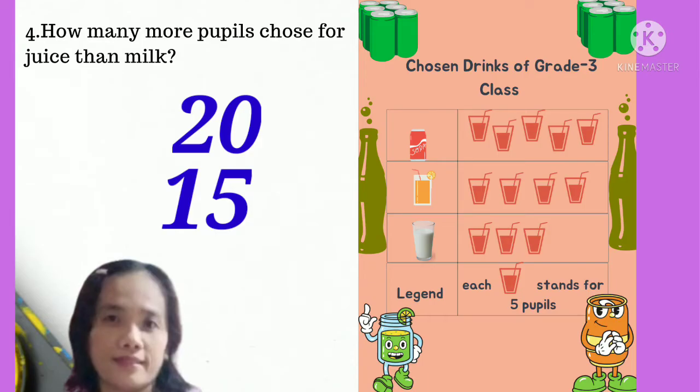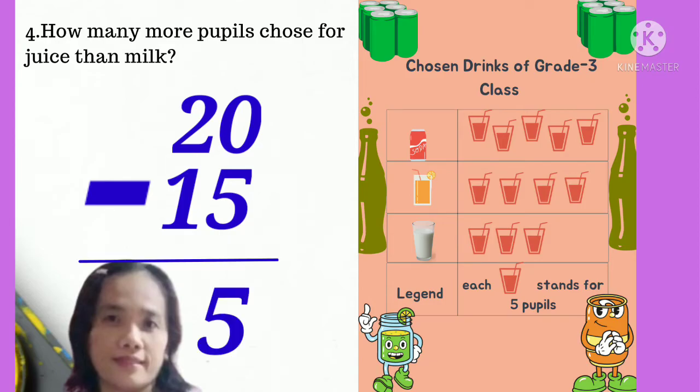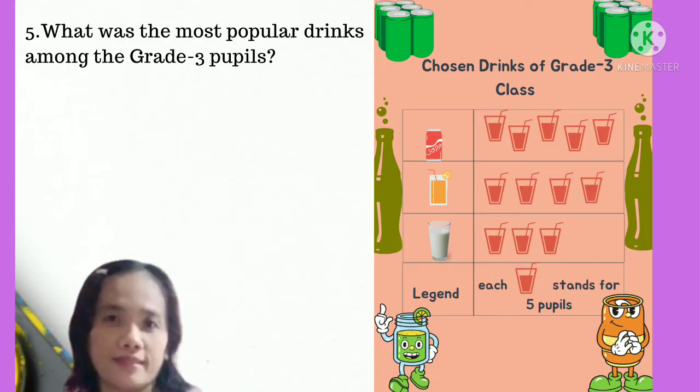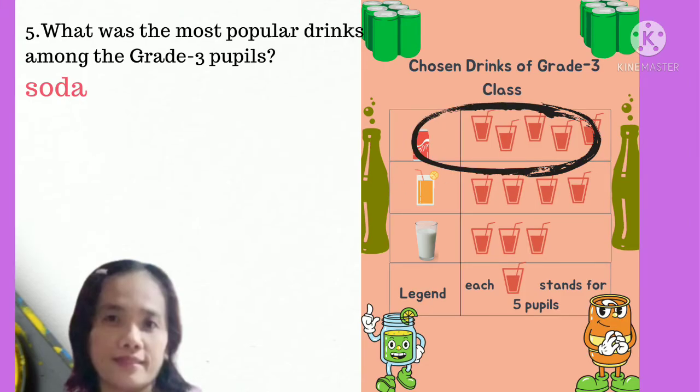To get the answer, we subtract 20 minus 15, so we got 5. Number 5. What was the most popular drinks among the grade 3 pupils? Is your answer soda? Great job, because soda got the most number of glasses.